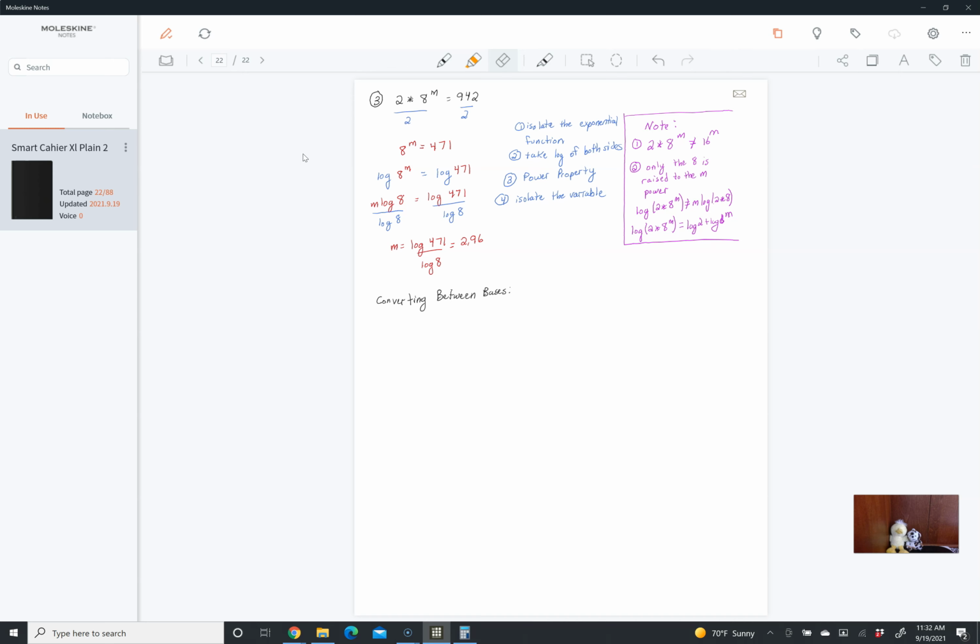So let's take y equals b to the x. Sorry, I don't know why I said that. We want logs. y equals log base b of x. Okay, so how do we convert to base 10?